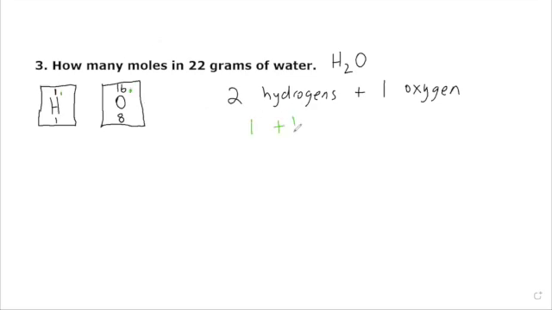So the top number for hydrogen is 1, and the top number for oxygen is 16. So 2 hydrogens plus 1 oxygen makes 18. Hope you got that right so far.